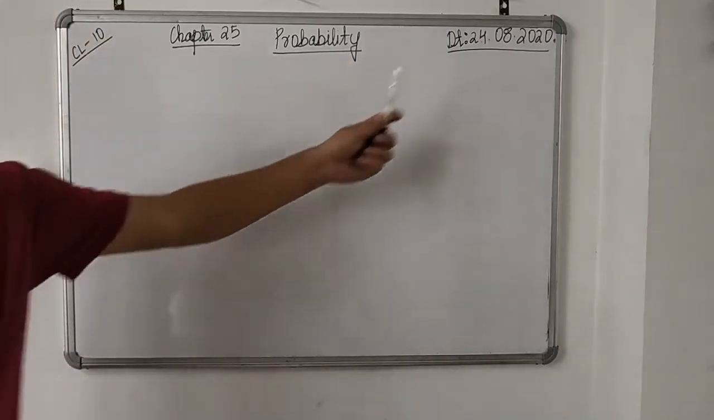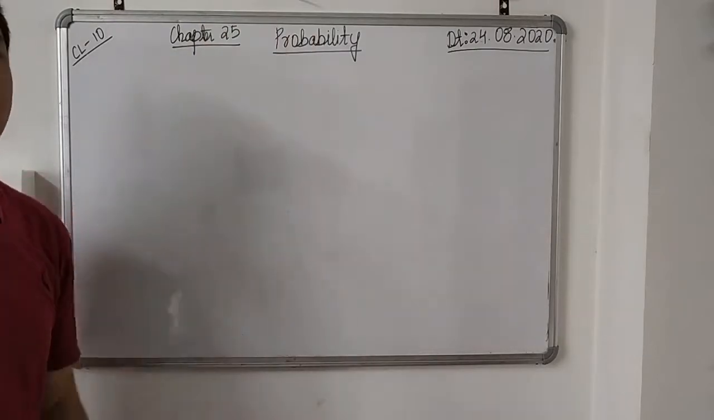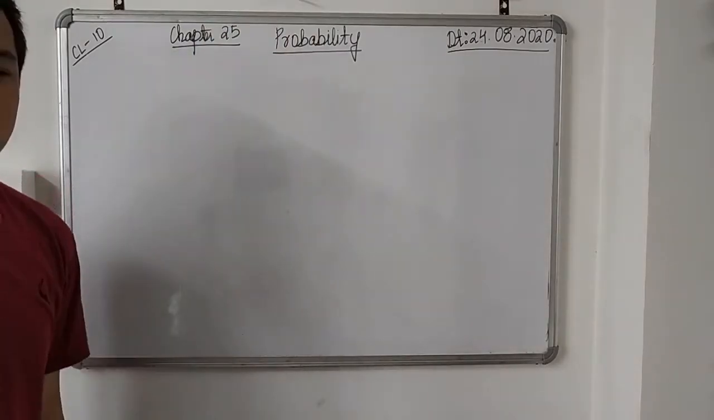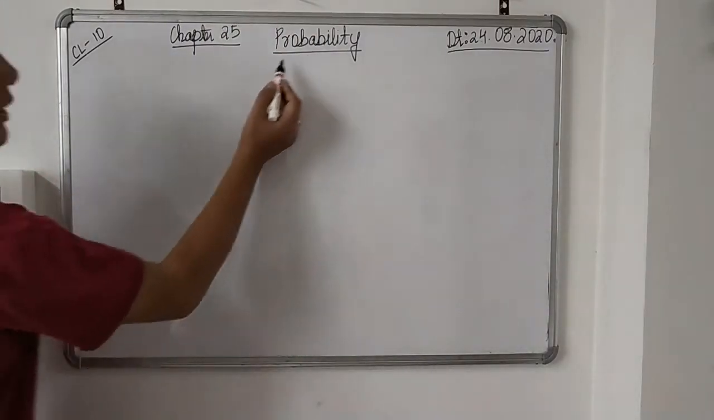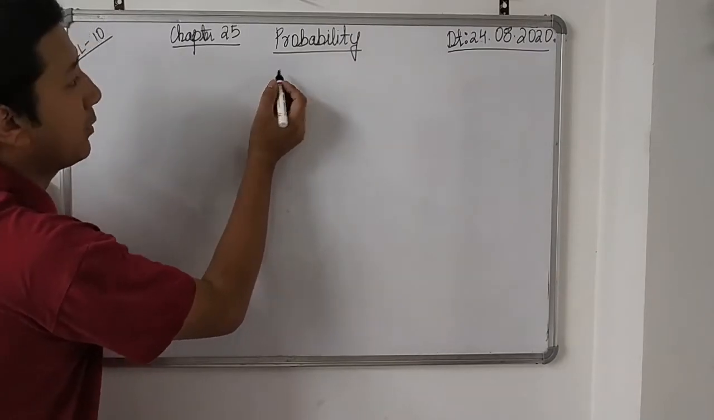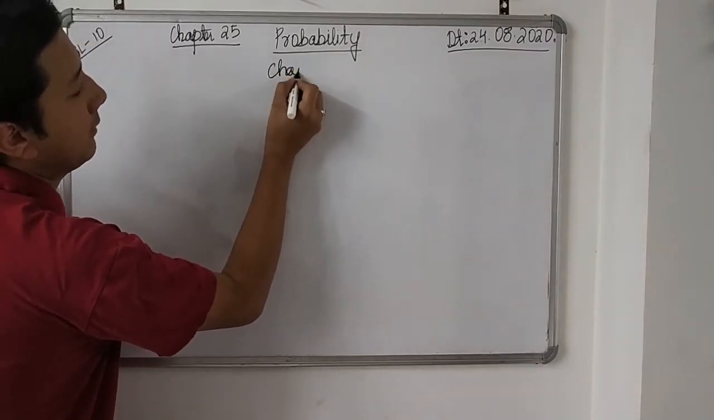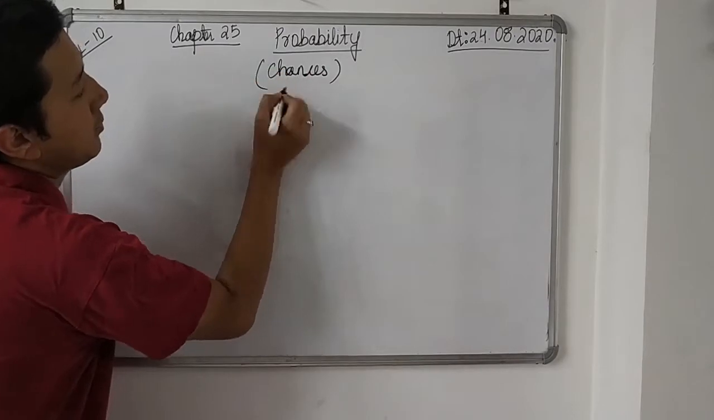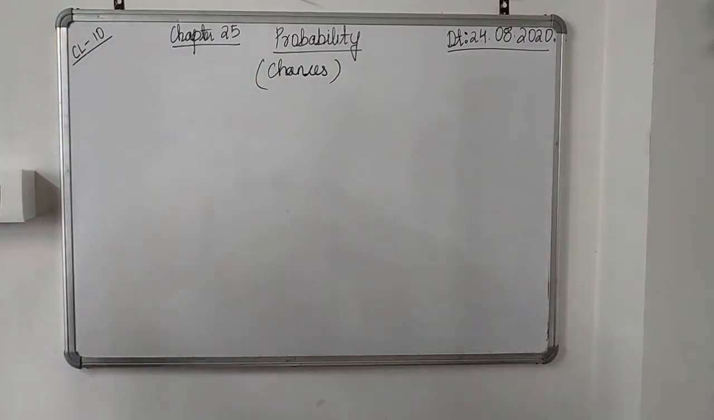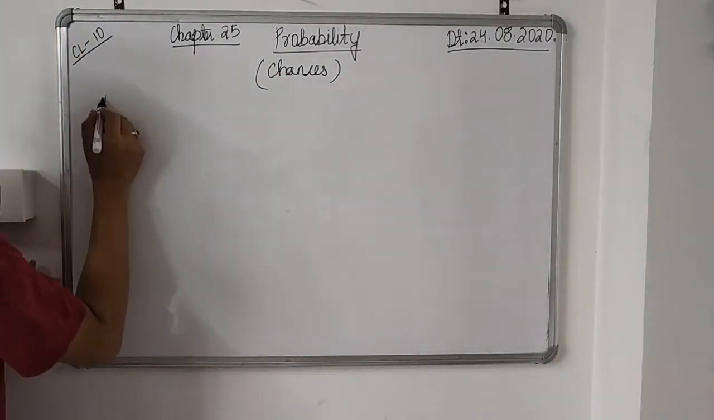So today is 24th of August and today we are starting a new chapter, probability. Okay, so let us first understand what we mean by probability. Probability means chances of getting any results.